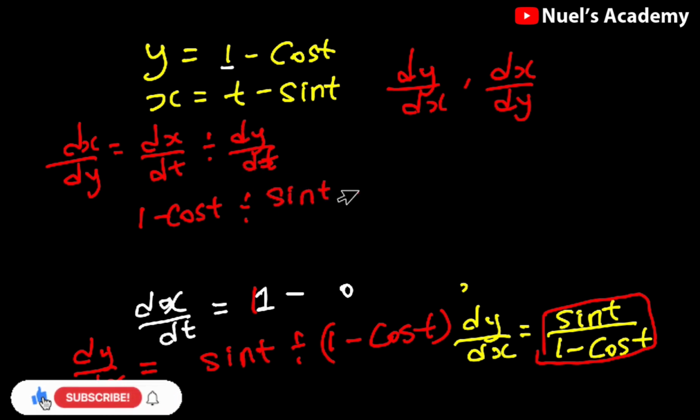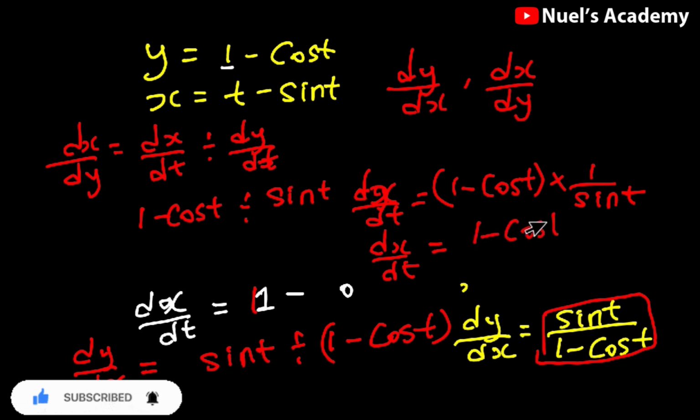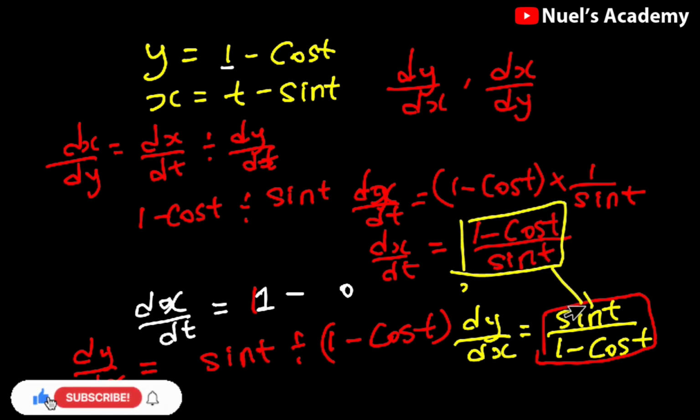So this is going to be equals to 1 minus cosine t, multiplied by, let me put this in parentheses, 1 divided by sine t. So dx/dy is equals to 1 minus cosine t divided by sine t. As you can see, this is the inverse of this dy/dx that we found earlier. You get? So let's go to another question.